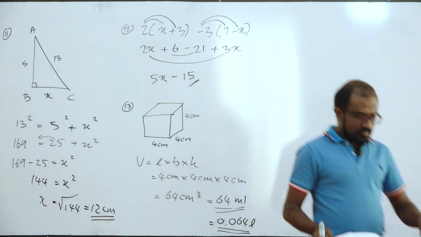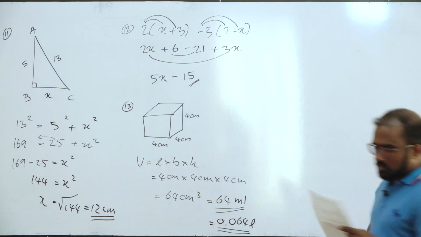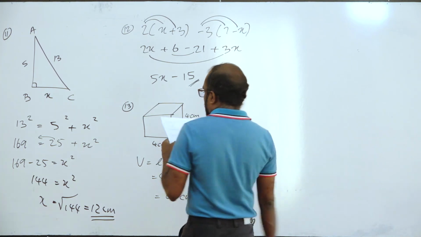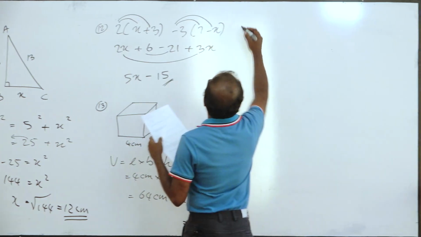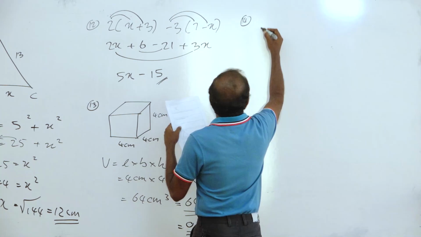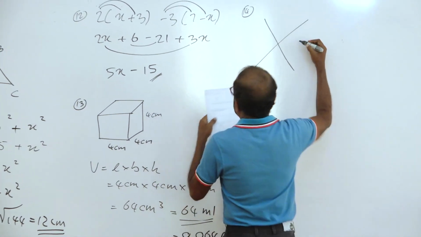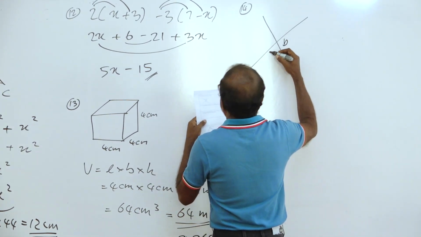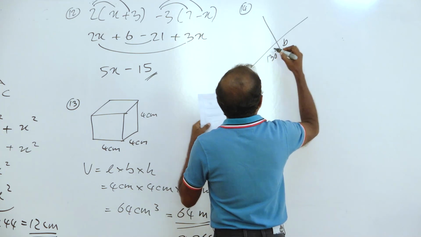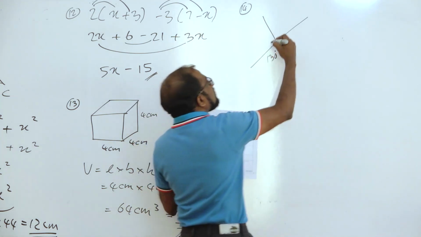14th question. Find the value of A and B. These are the easiest sums. This is also grade 8. These sums are grade 8.